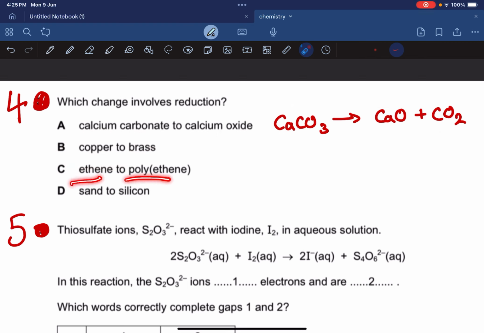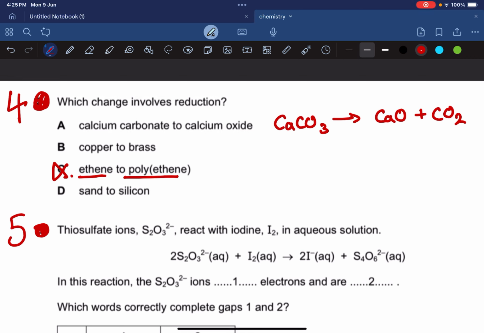Ethene to polyethene. What do you guys think? Is this reduction? This is not reduction. This is not addition, it is polymerization. From ethene, you are making polyethene. You're polymerizing ethene to form polyethene. You're joining those bonds. So basically this is kind of an addition reaction.